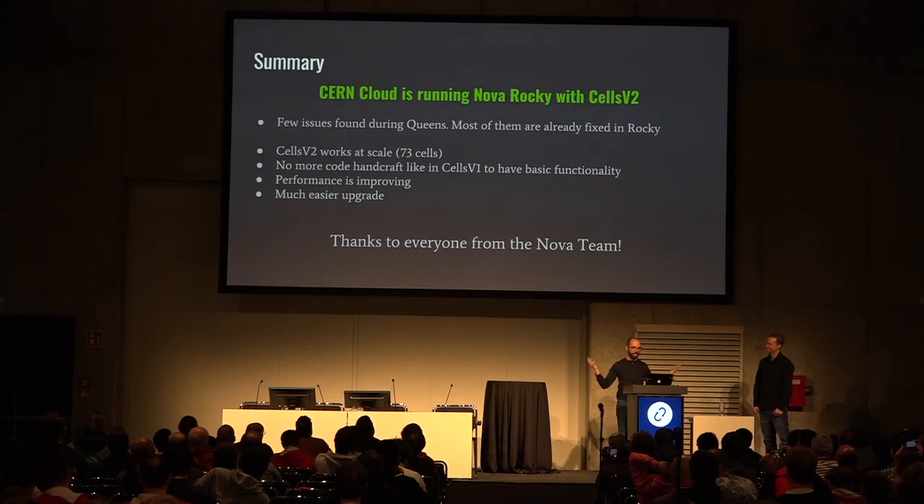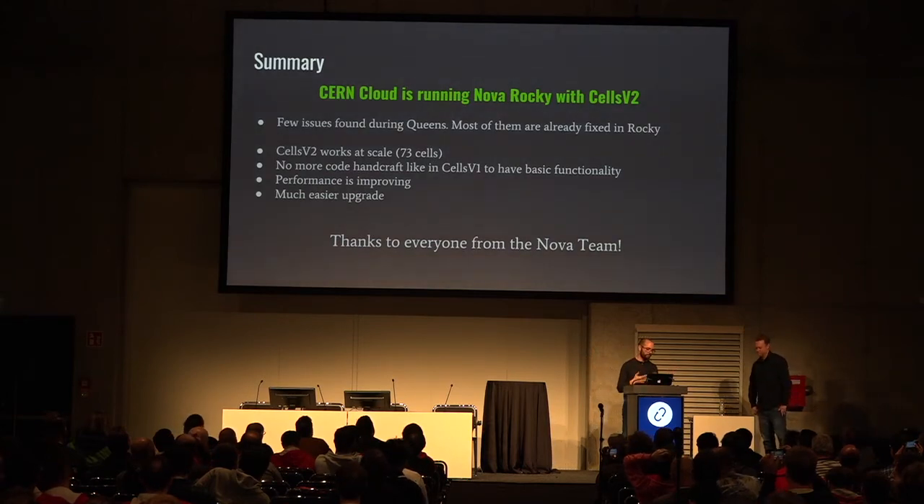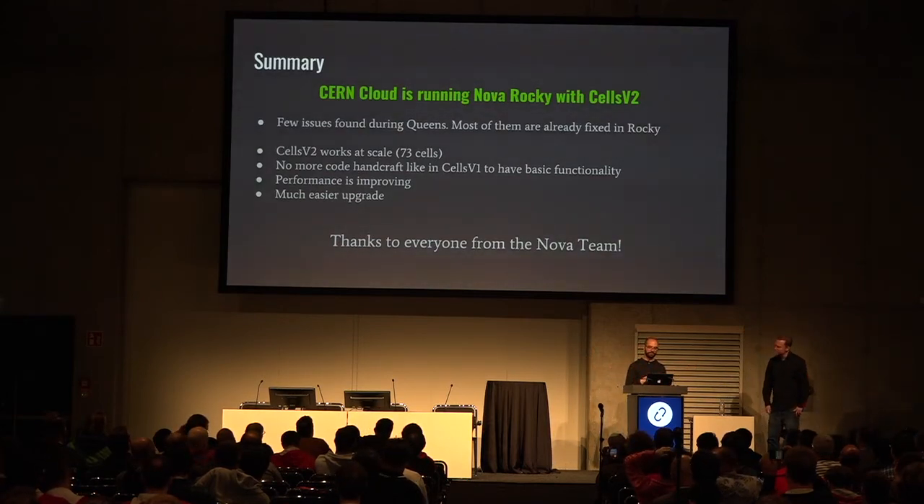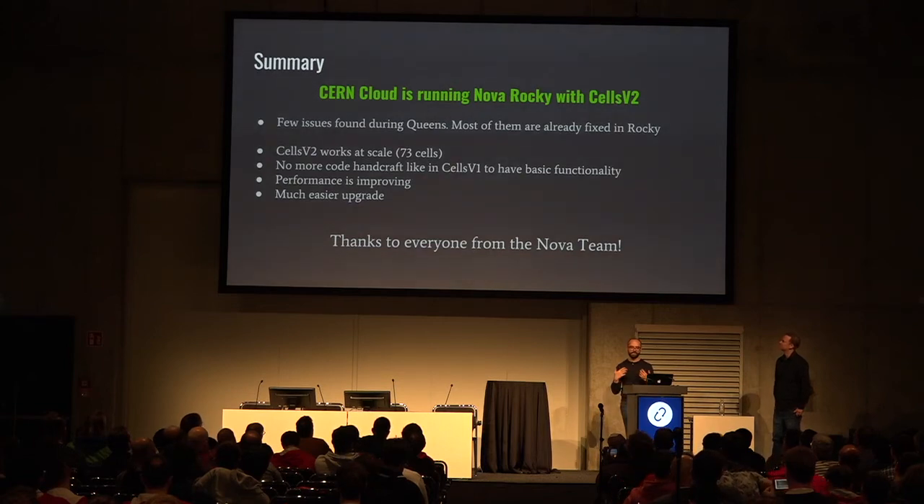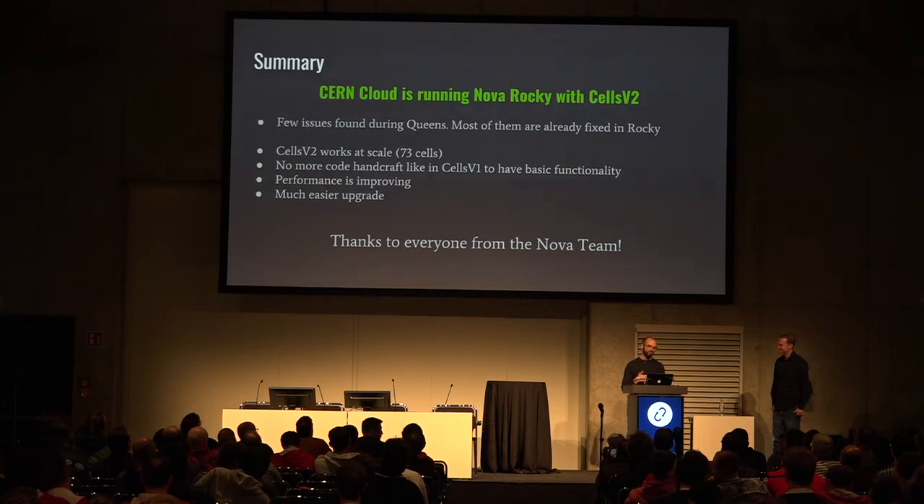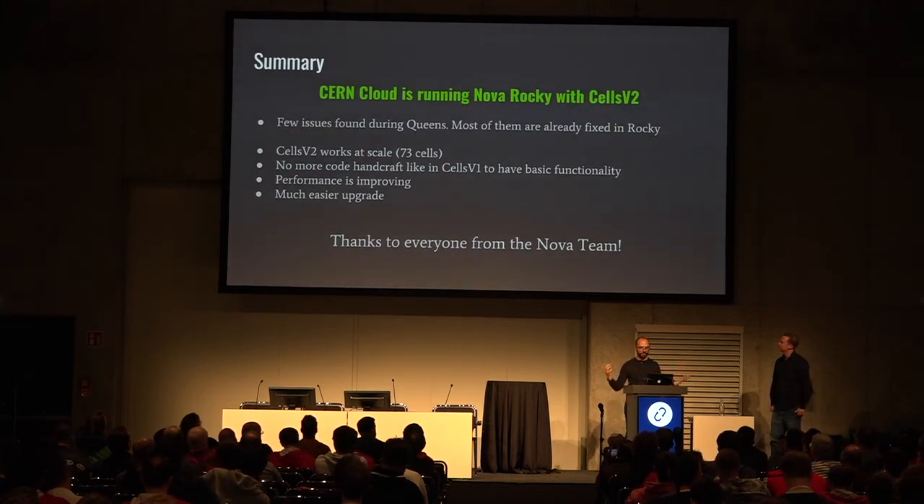So I think the main message of this presentation, or at least of my part, is that CERN Cloud is running Nova Rocky with CellsV2, which is pretty awesome. Of course, we found some issues in Queens. This was expected. Most of them are already fixed with all the collaboration with the Nova team. Thanks a lot.